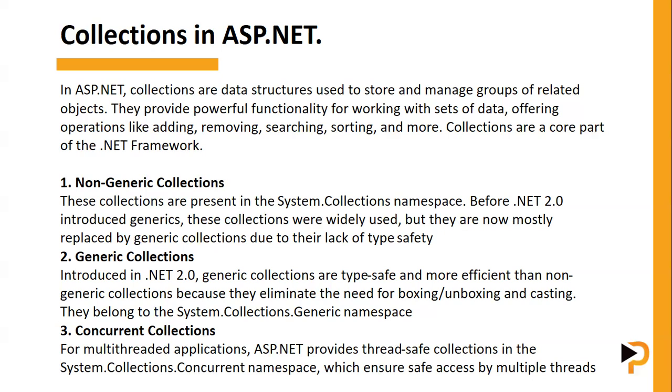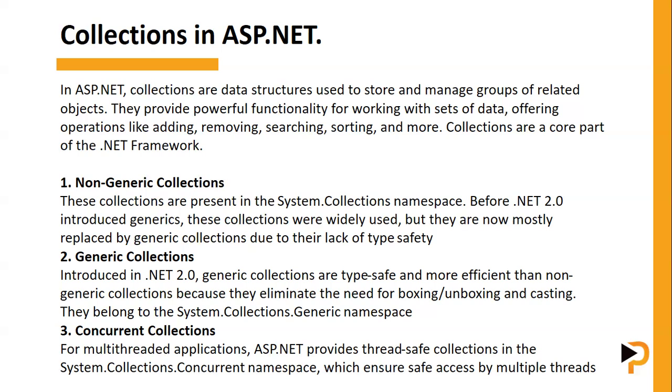Now there are different types of collections available. Before .NET 2.0, there is the non-generic collection, which is available in the System.Collections namespace. These collections are widely used, but they are now mostly replaced by generic collections because we wanted type-specific values, due to the lack of type safety.